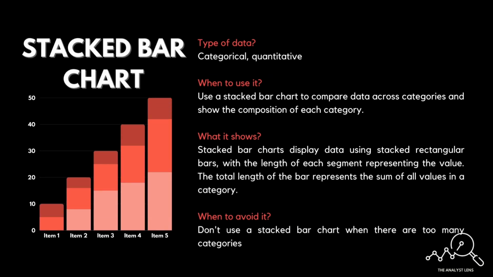Now we have the stacked bar charts. The type of data preferred is categorical and quantitative. Use a stacked bar chart to compare the data across categories and show the composition of each category. Stacked bar charts display the data using stacked rectangular bars, with the length of each segment representing the value. The total length of the bar represents the sum of all values in a category.